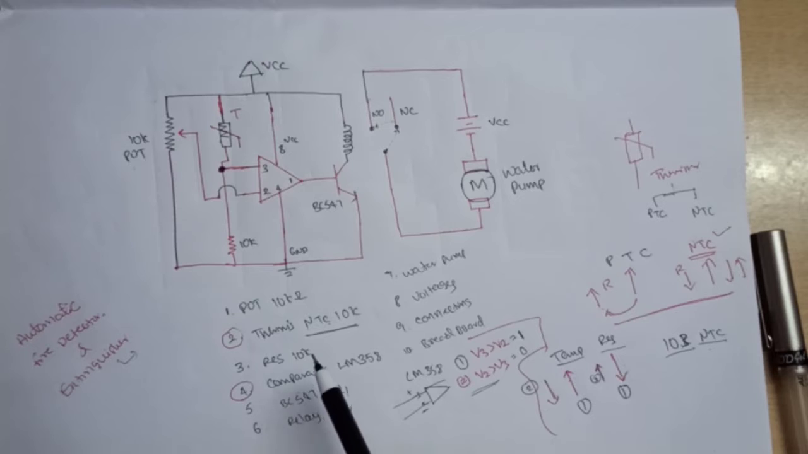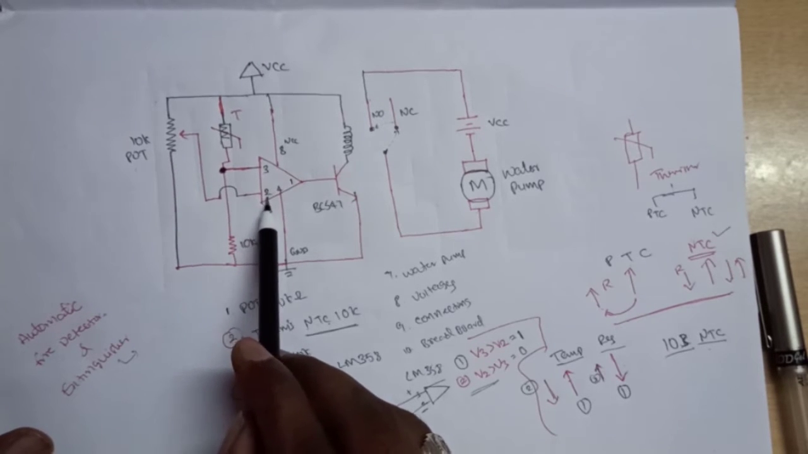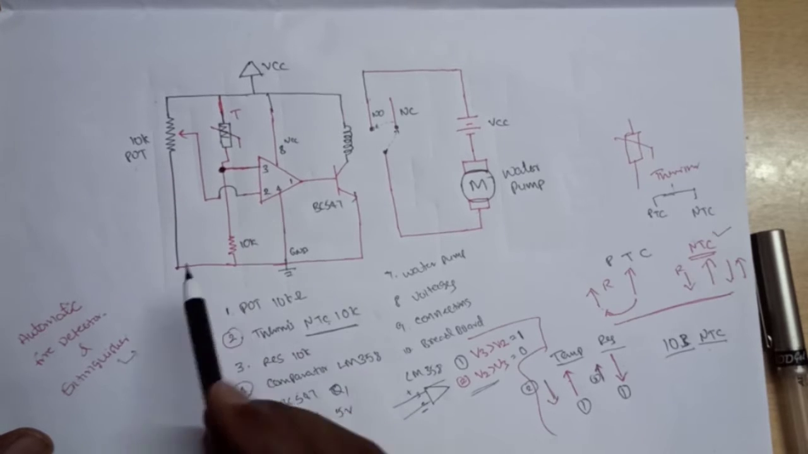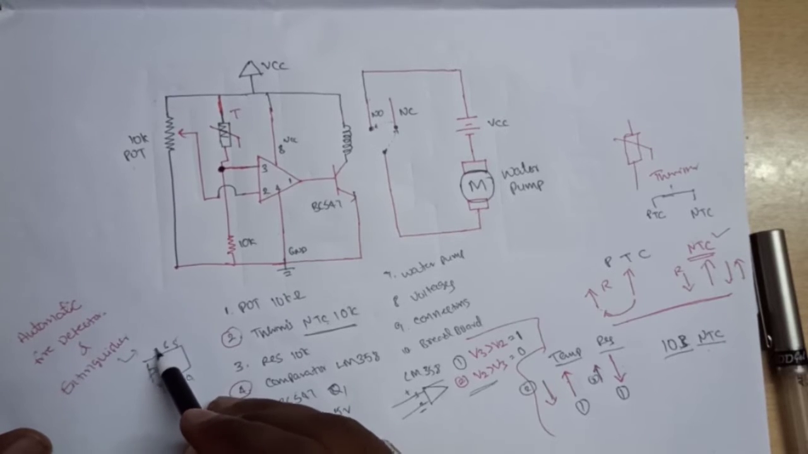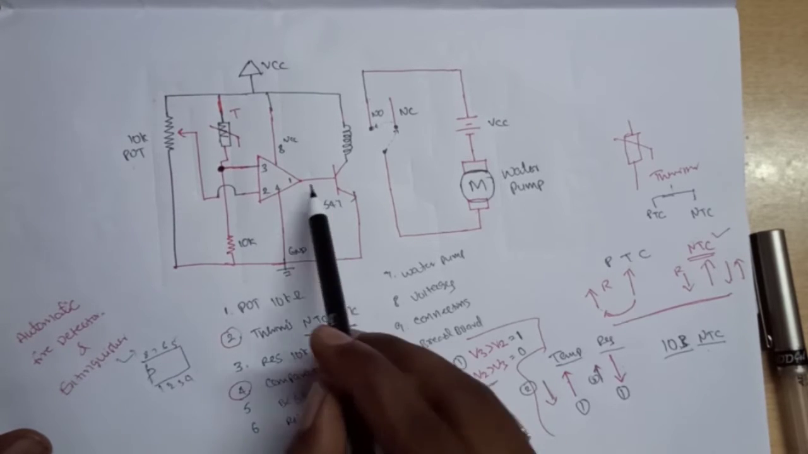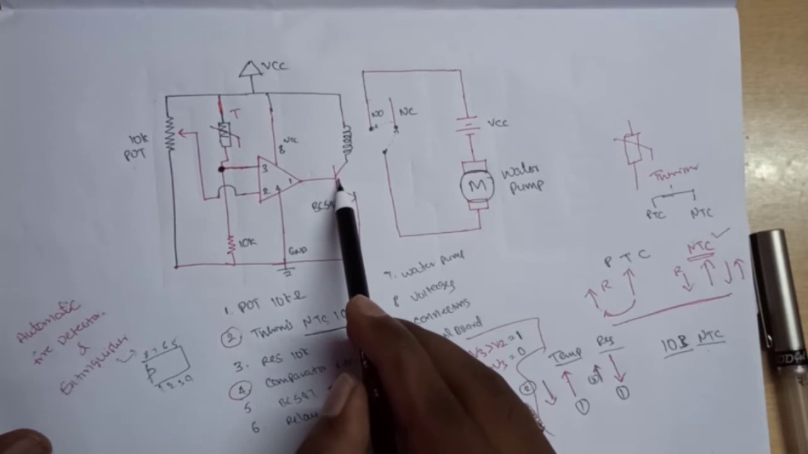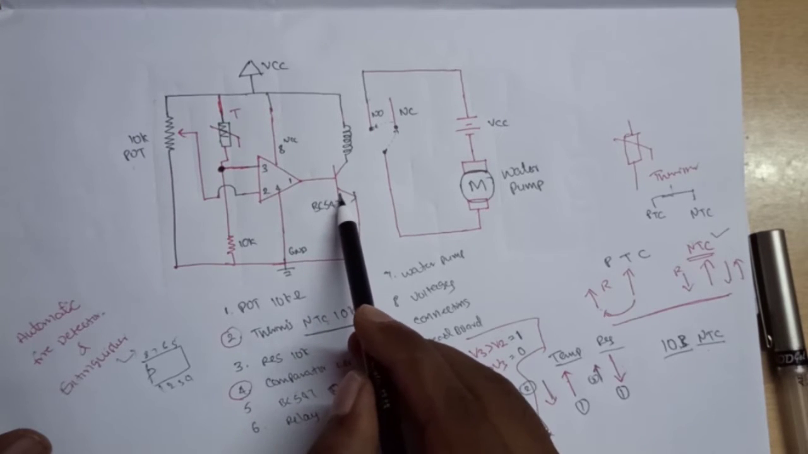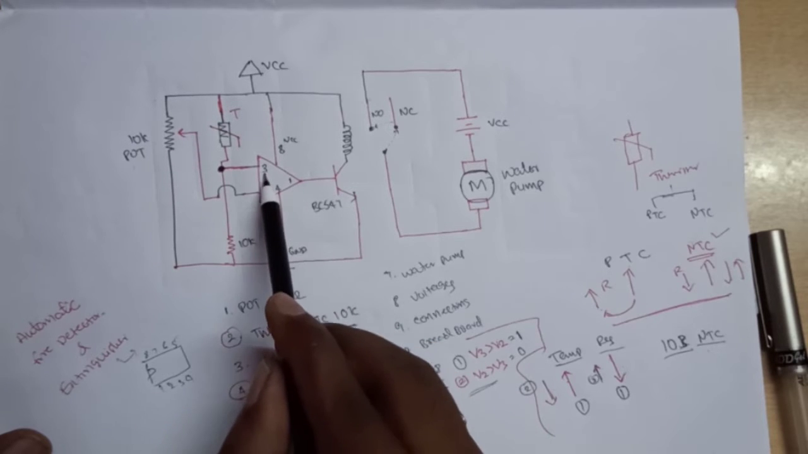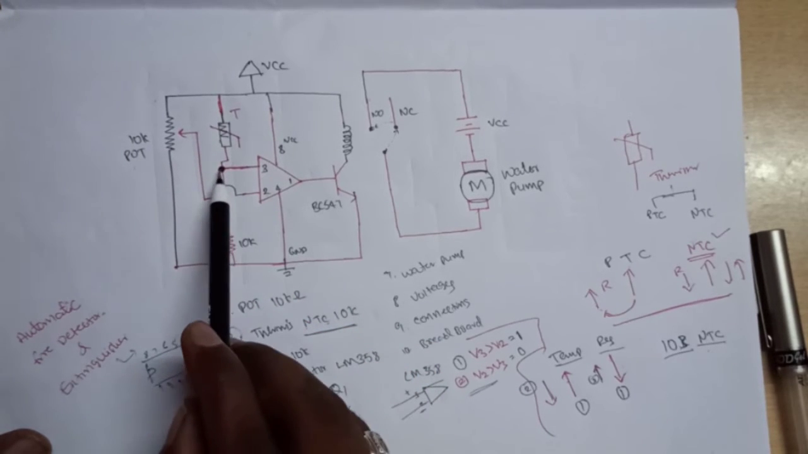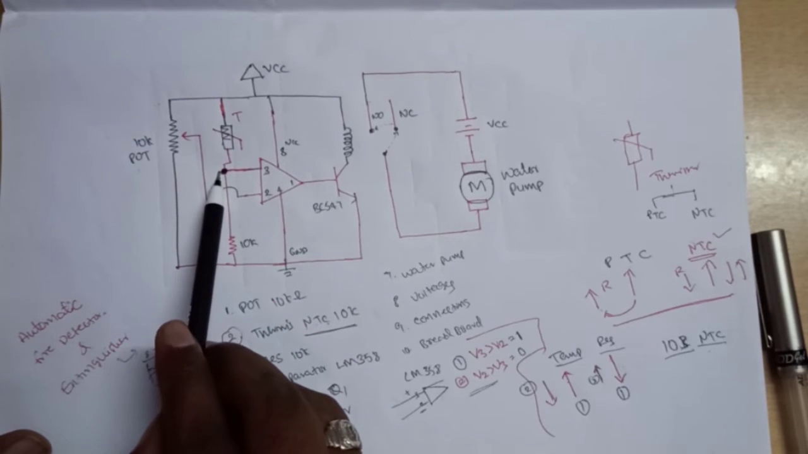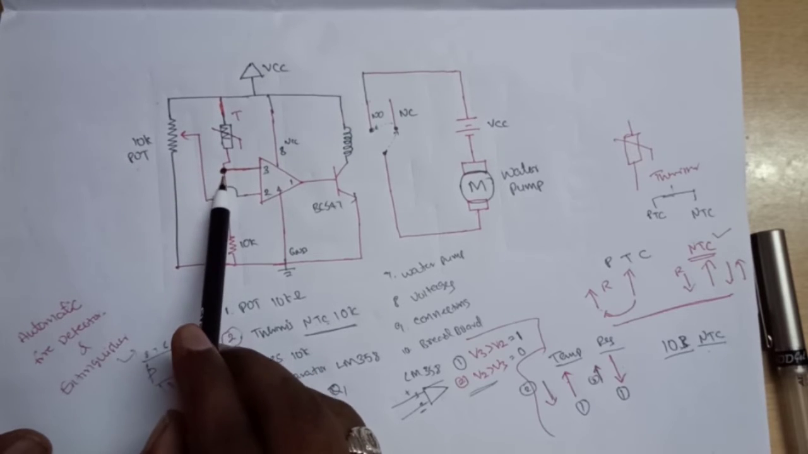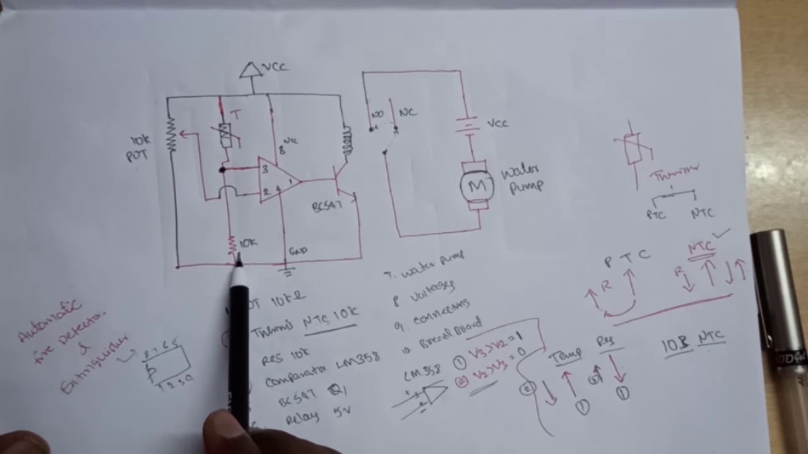So coming to the circuit diagram explanation. First, the LM358 comparator. It has 8 terminals. Physically it looks like this: 1, 2, 3, 4, 5, 6, 7, 8. The first terminal is the output terminal. Here we have used one transistor for switching action, and pin number 3 is connected to the second terminal of the thermistor. This is the first terminal of the thermistor and this is the second terminal of the thermistor, and pin number 3 is also connected to the ground through a 10 kilo ohms resistance.